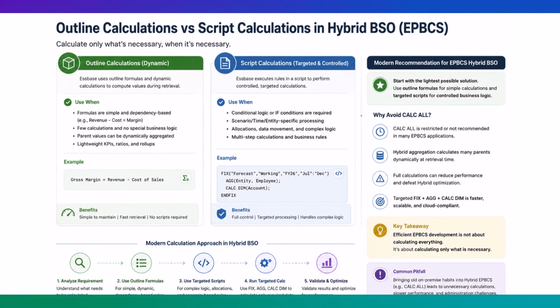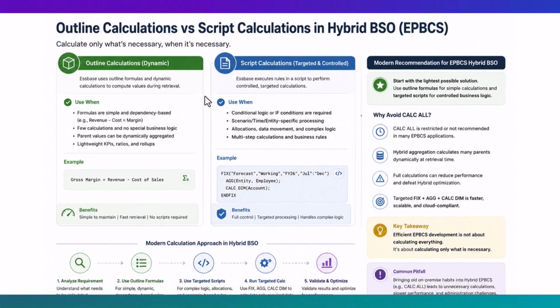Imagine a workforce planning application where actual data is loaded for a completed month while forecast data is calculated only for the future periods. If we run a full calculation across the entire cube, Essbase unnecessarily recalculates the historical actual data, which will never change, and recalculating historical data doesn't make sense. So instead, a modern hybrid BSO script targets only the required intersections.